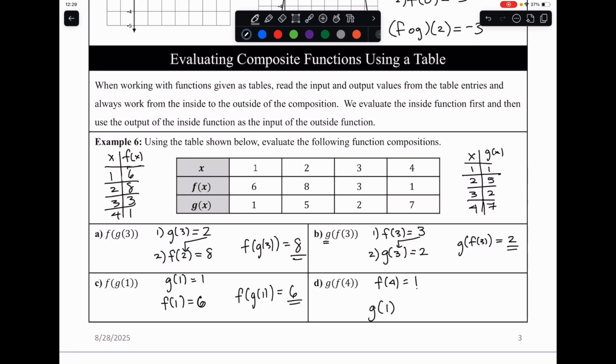So now since that answer is 1, we're going to now look at g and see what the output value is when x is equal to 1. So at g, we just did this one, when x is equal to 1, the y value is also 1. So this equals 1 as well. And there is your answer. G of f of 4 equals 1. Okay, and there you have your composition.